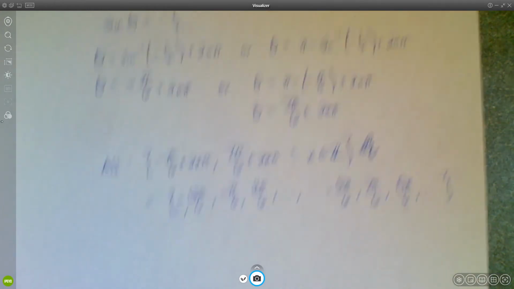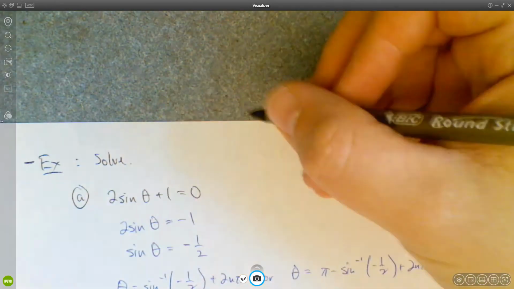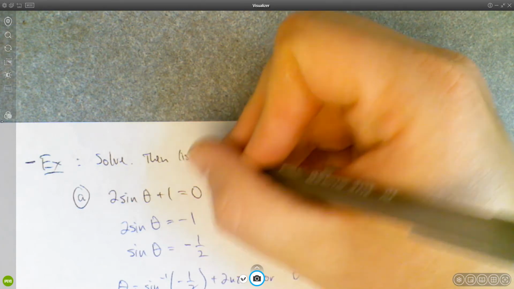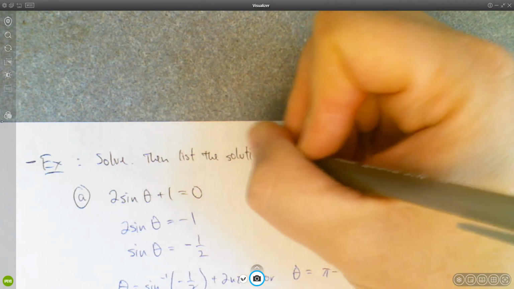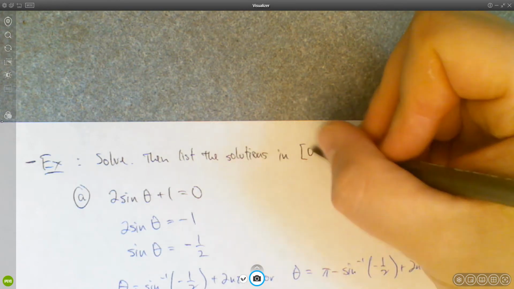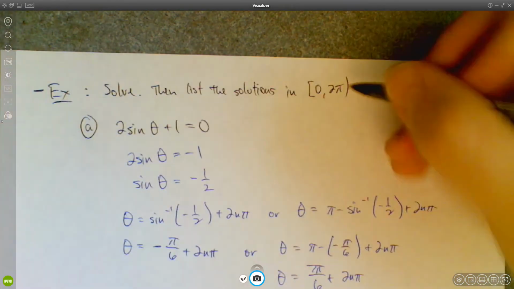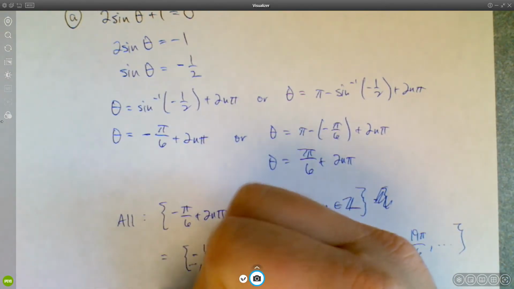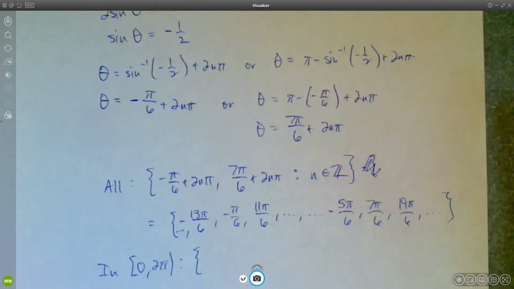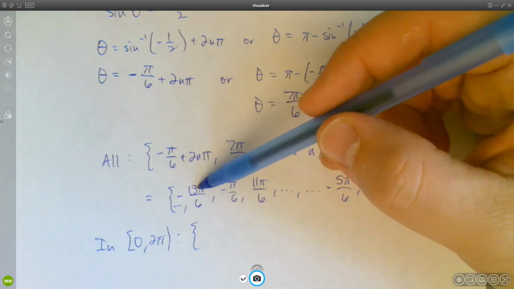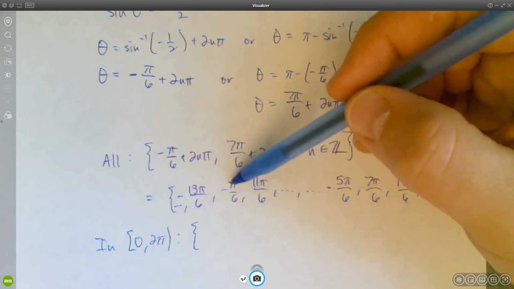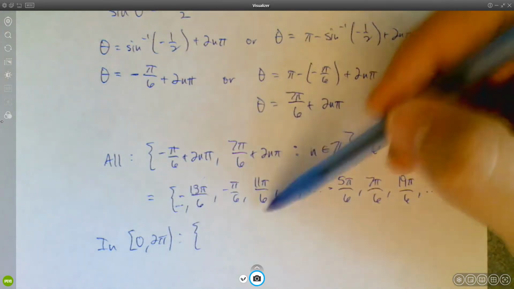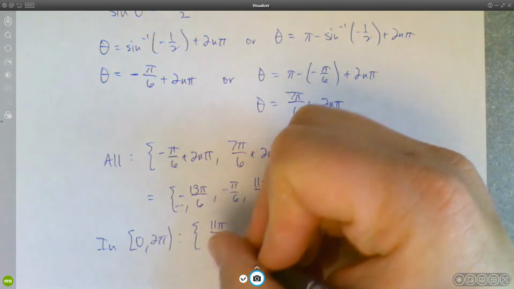Now, oftentimes we're only interested in the solutions that live between 0 and 2 pi. So say the directions are to solve, then list the solutions in the interval from 0 to 2 pi. This is all the solutions, so which ones live in the interval from 0 to 2 pi? Well, it wouldn't be -13pi/6, that's less than 0. It wouldn't be -pi/6, that's less than 0. 11pi/6, though. Remember, 2 pi is the same as 12pi/6, so 11pi/6 is in there. So I get 11pi/6.